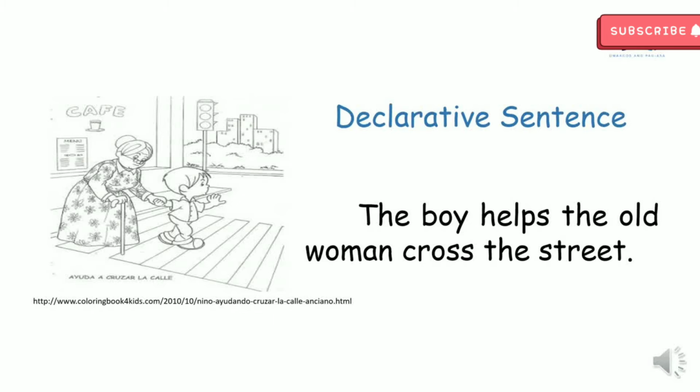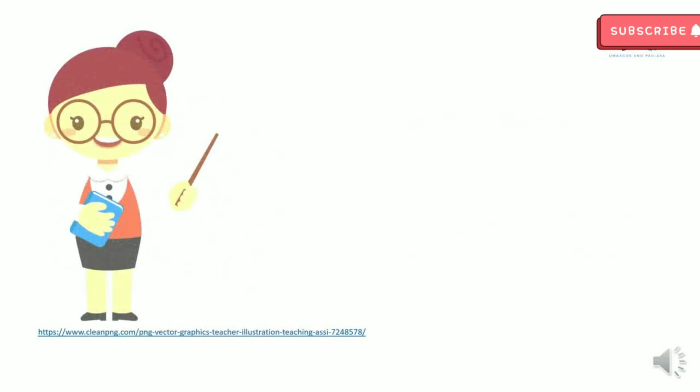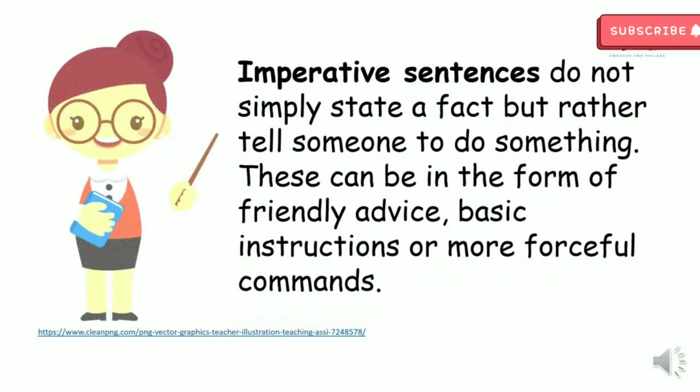Now, let's talk about other kinds of sentences. These are imperative and exclamatory sentences. Imperative sentences do not simply state a fact, but rather tell someone to do something. These can be in the form of friendly advice, basic instructions, or more forceful commands.